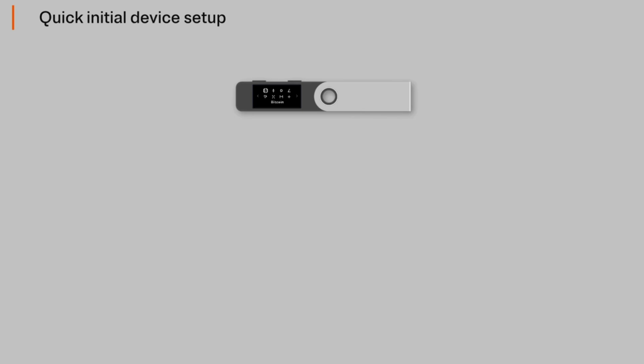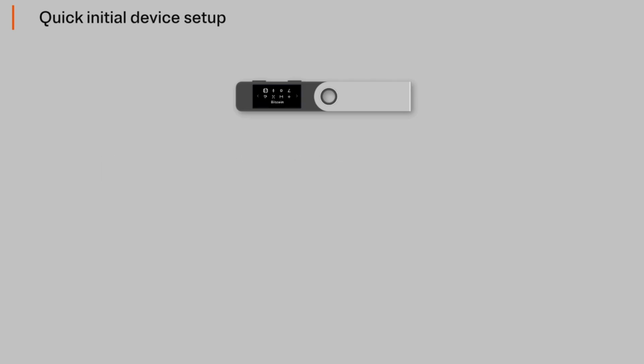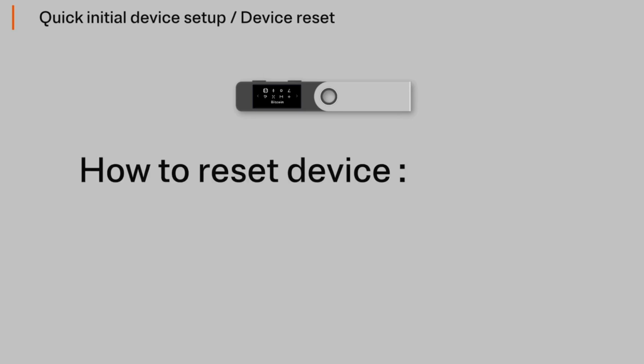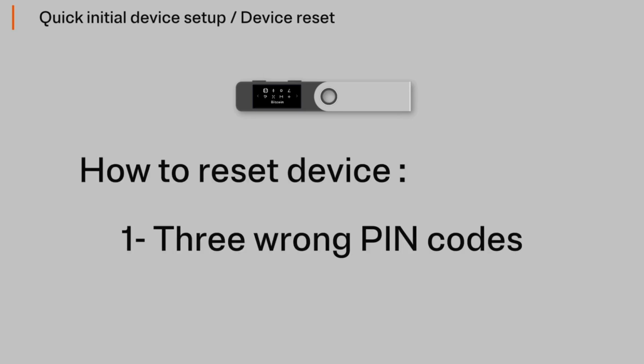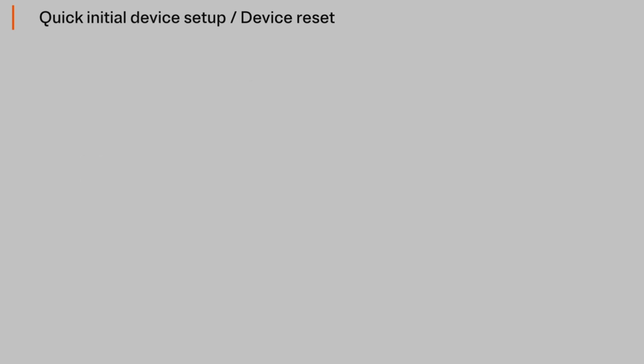The quick initial device setup requires the device to be uninitialized and in recovery mode. If your device is already initialized, you'll need to perform a reset first. There are two ways for that. You can enter 3 wrong pin codes when you turn on your device, or you can use the available option in the settings menu. Let's see how to use the second option on a Nano S Plus.